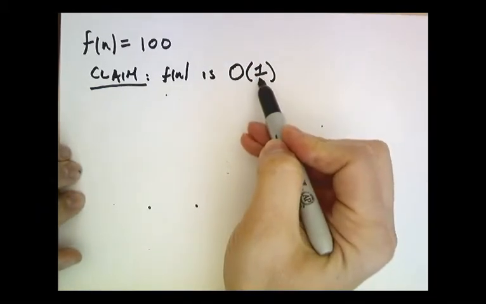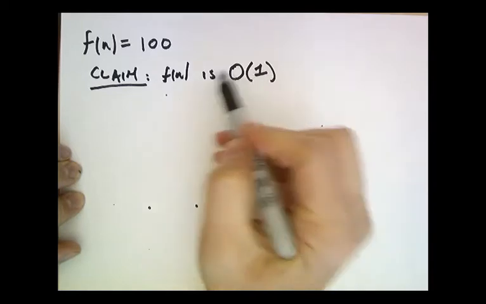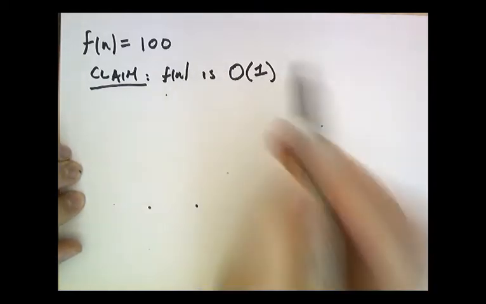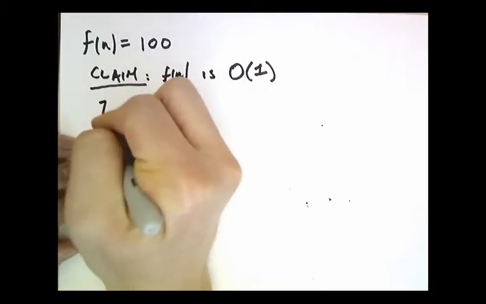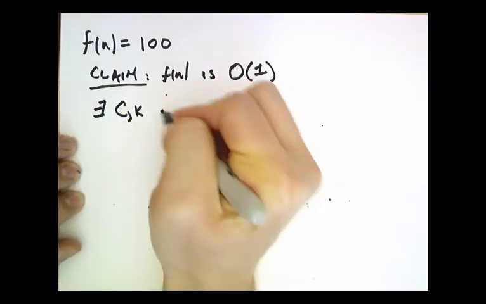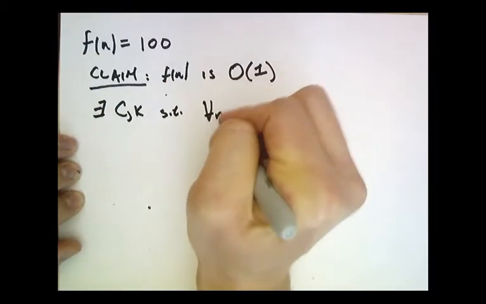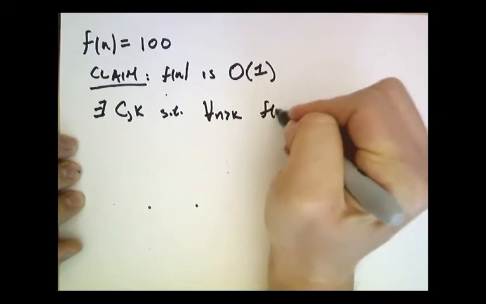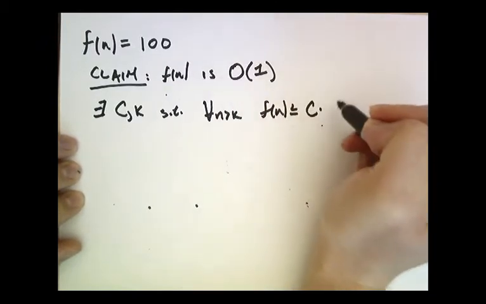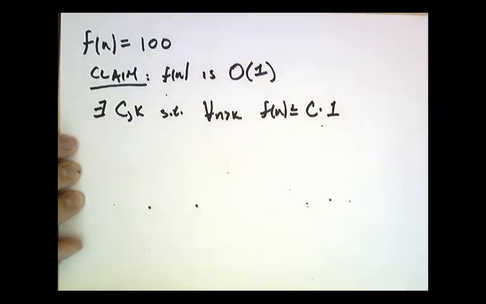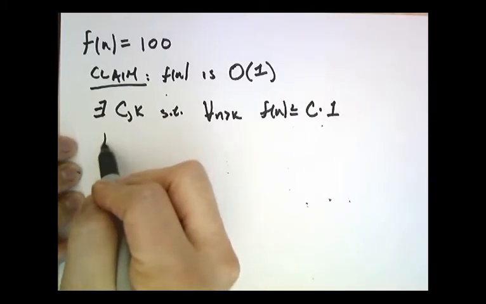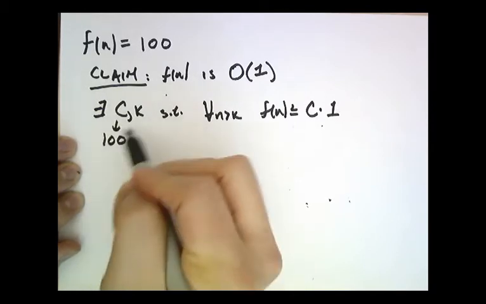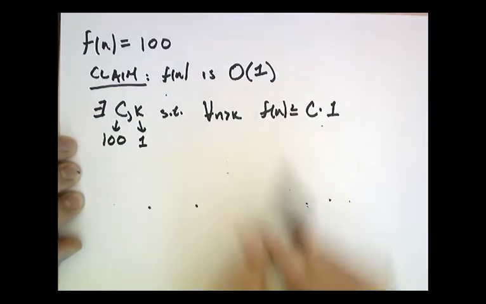Usually you see n or n squared or 2 to the n inside here, but f of n here I'm going to say is big O of 1. So why is that? Well, remember we need to prove that there exist c and k such that for all n greater than k, f of n is less than or equal to c times 1, because we put a 1 in there. So I'm going to choose my constant c to be 100, and k, again, we'll pick to be 1.